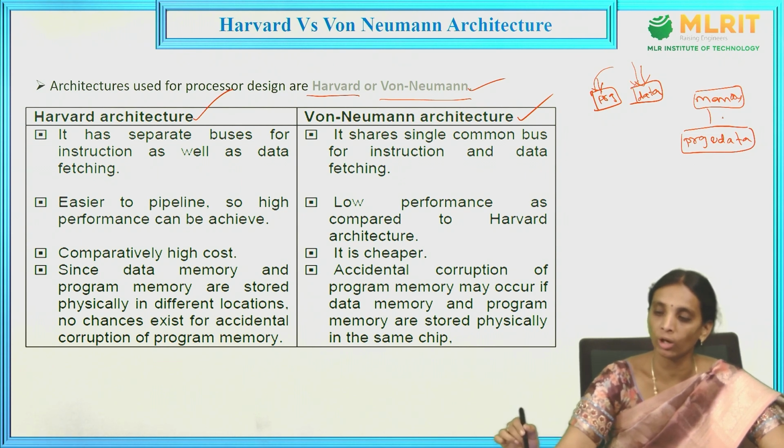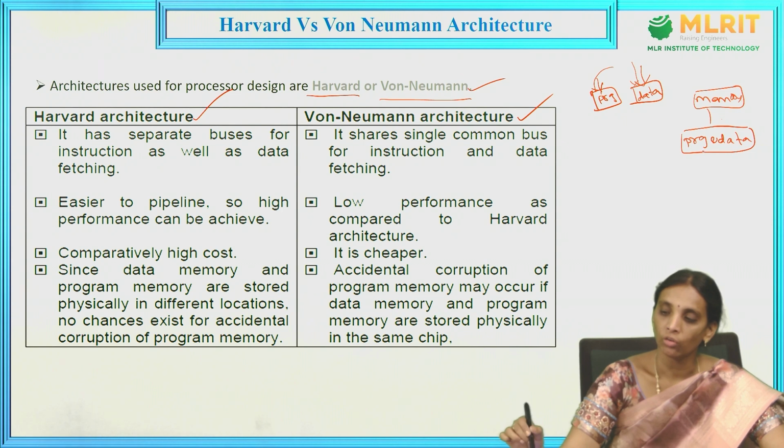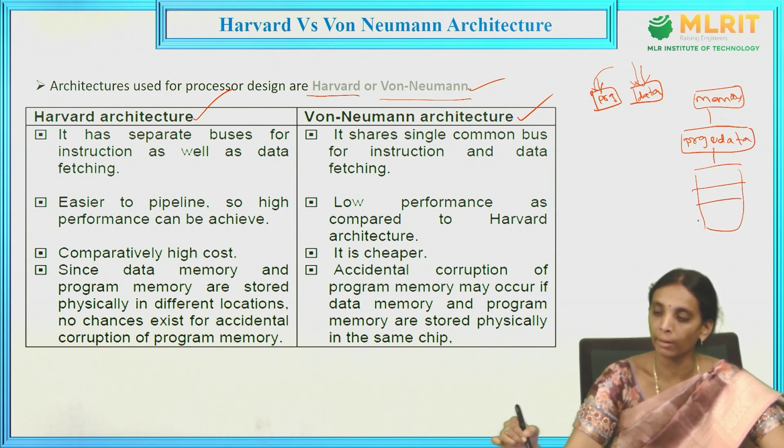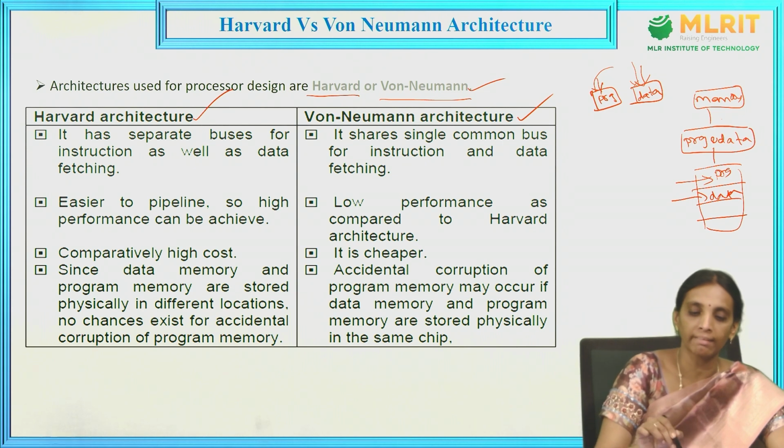But in von Neumann architecture, the same memory will be used by program and data, so we need to take separate parts of the memory. One part of the memory can be used for program and one part of the memory will be used for data storing. So the Harvard architecture has separate buses for instructions as well as data fetching.